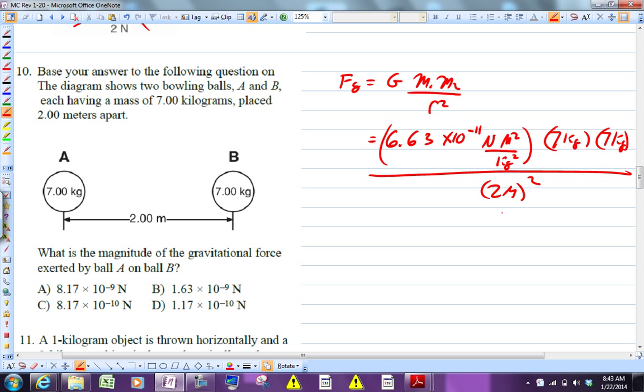On your TI calculators, I recommend using the scientific notation. That's the EE button. So you might enter this as 6.63 second and EE, which is the comma button, negative 11 when you put it in. When I plug this into my calculator, I got 8.12 times 10 to the negative 10 newtons. When I look at the choices, that is going to be closest to C.